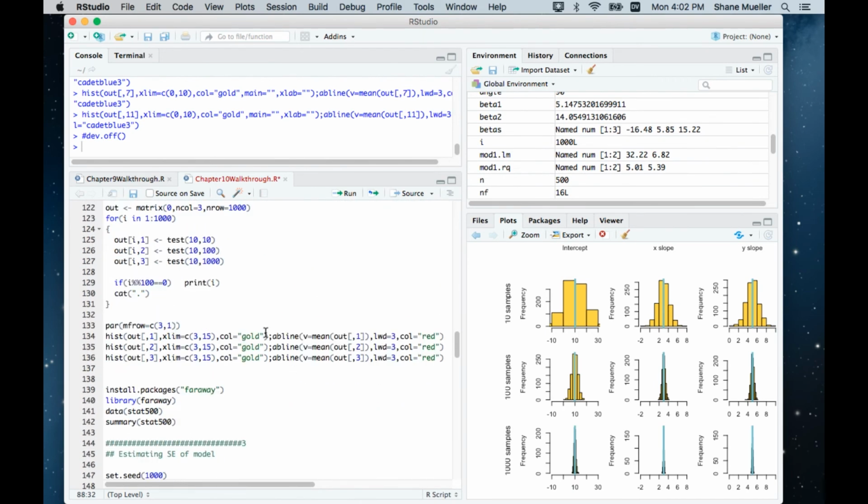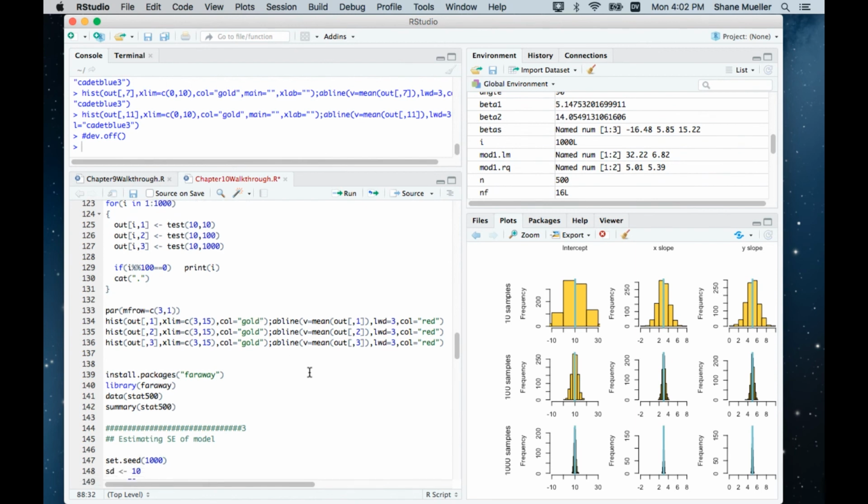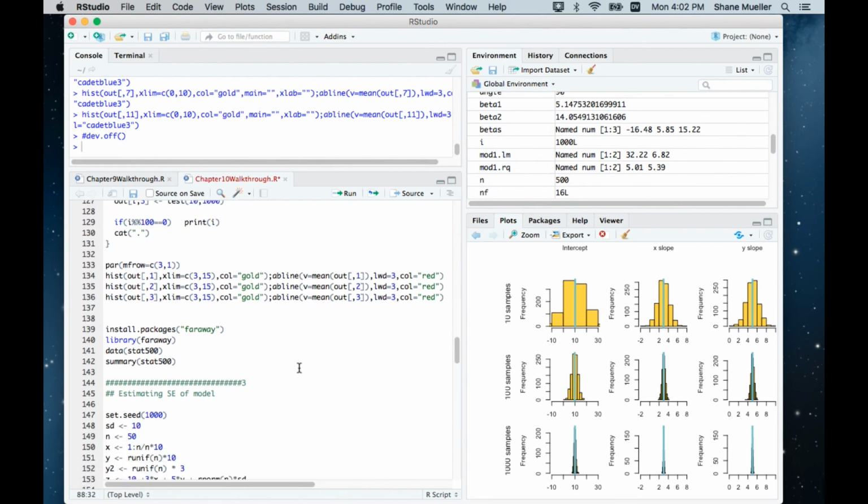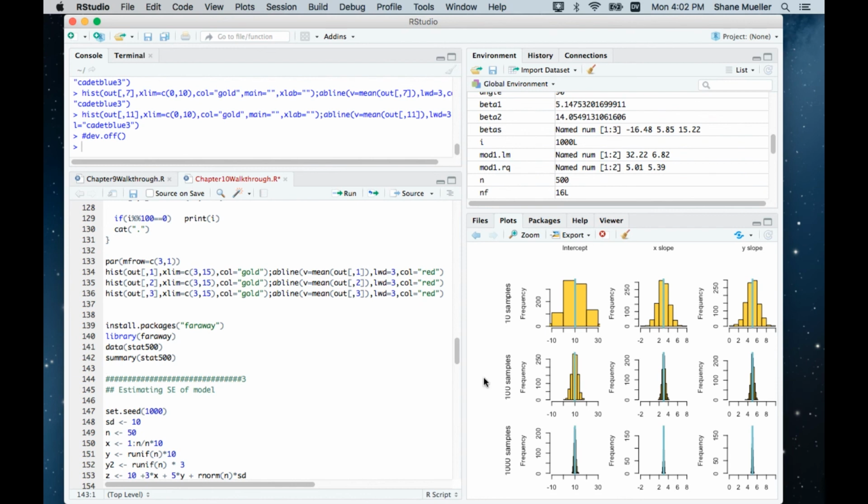All right, so how do we get those values out?